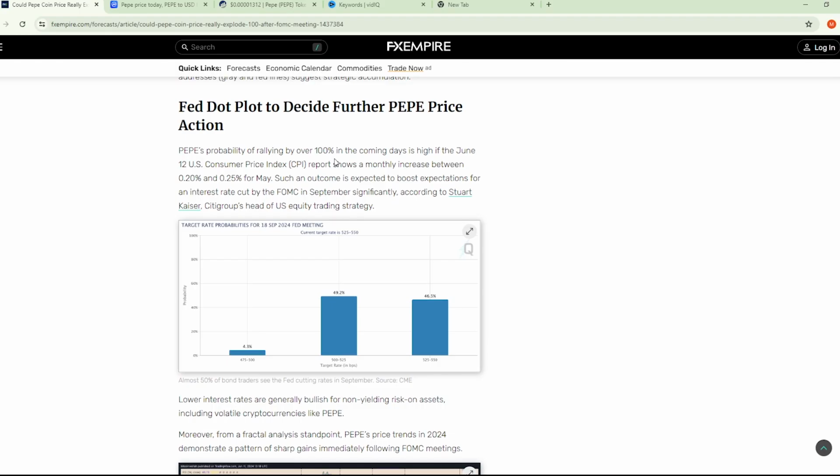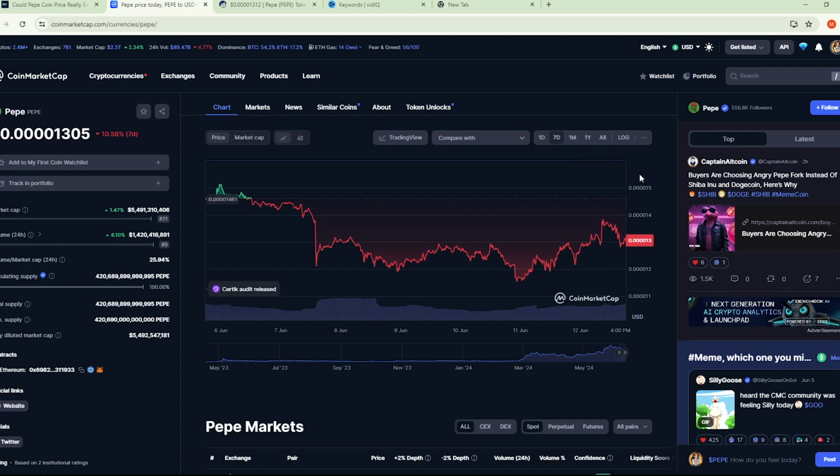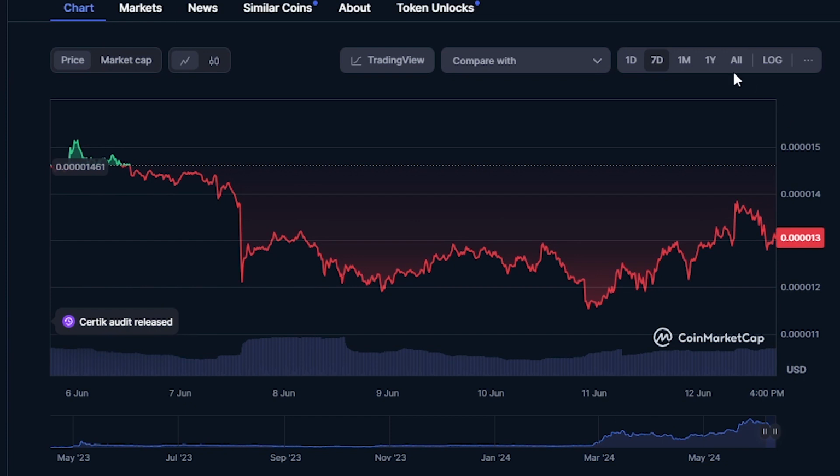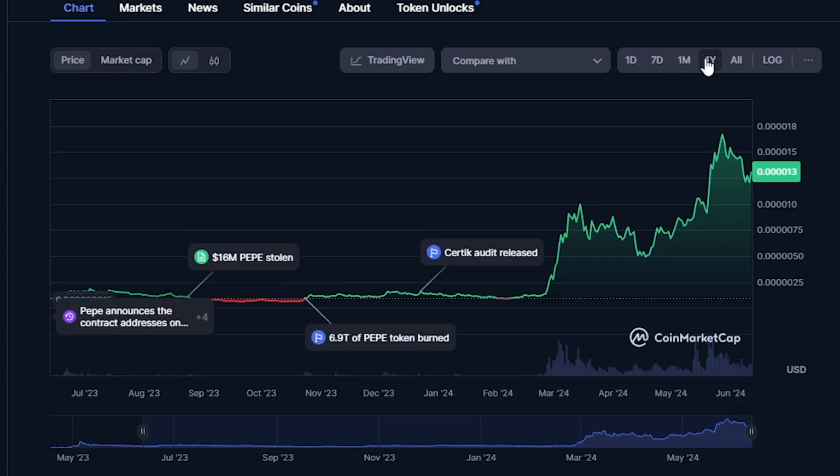A quick note here supporting that chart, saying here that such an outcome is expected to boost expectations for an interest rate cut by the FOMC in September significantly. Now, this is according to Stuart Kaiser, Citigroup's head of U.S. equity trading strategy. And yes, this is a 7-day view of pepecoin, and things don't really look too good right now. But when in doubt, just zoom out. And of course, we're looking at a year average.